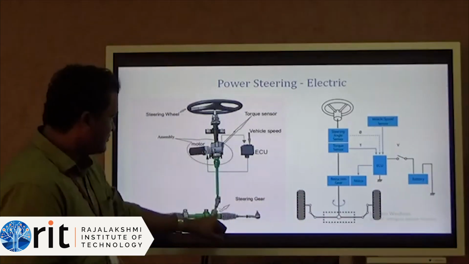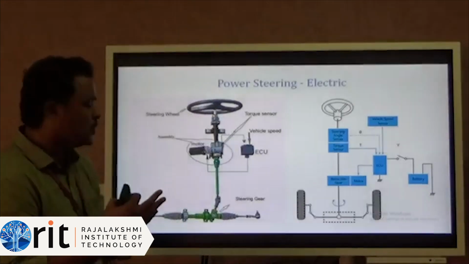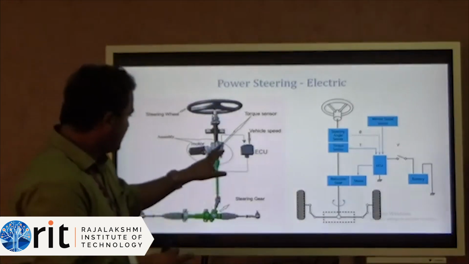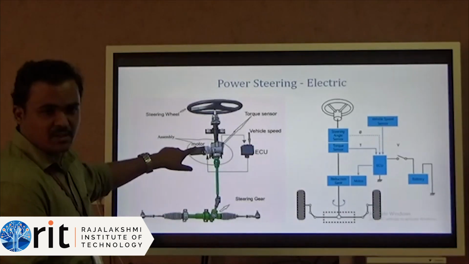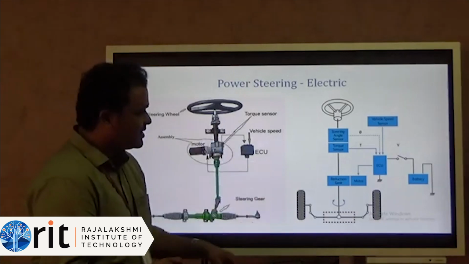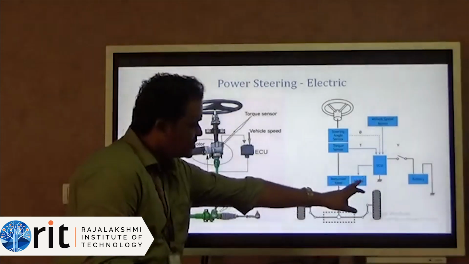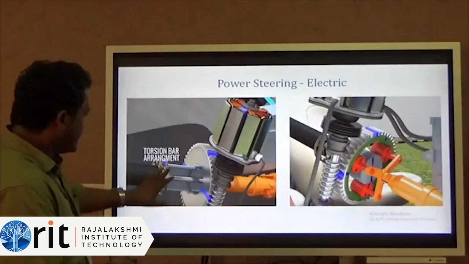Here the rack and pinion arrangement is there. When I am giving the rotation, from 0 degrees to however many degrees of rotation I am giving, based on that input the ECU will send the power to the motor. The motor will function based on this circuit. Using that motor rotation, the reduction gear will act. So this is the extended diagram.